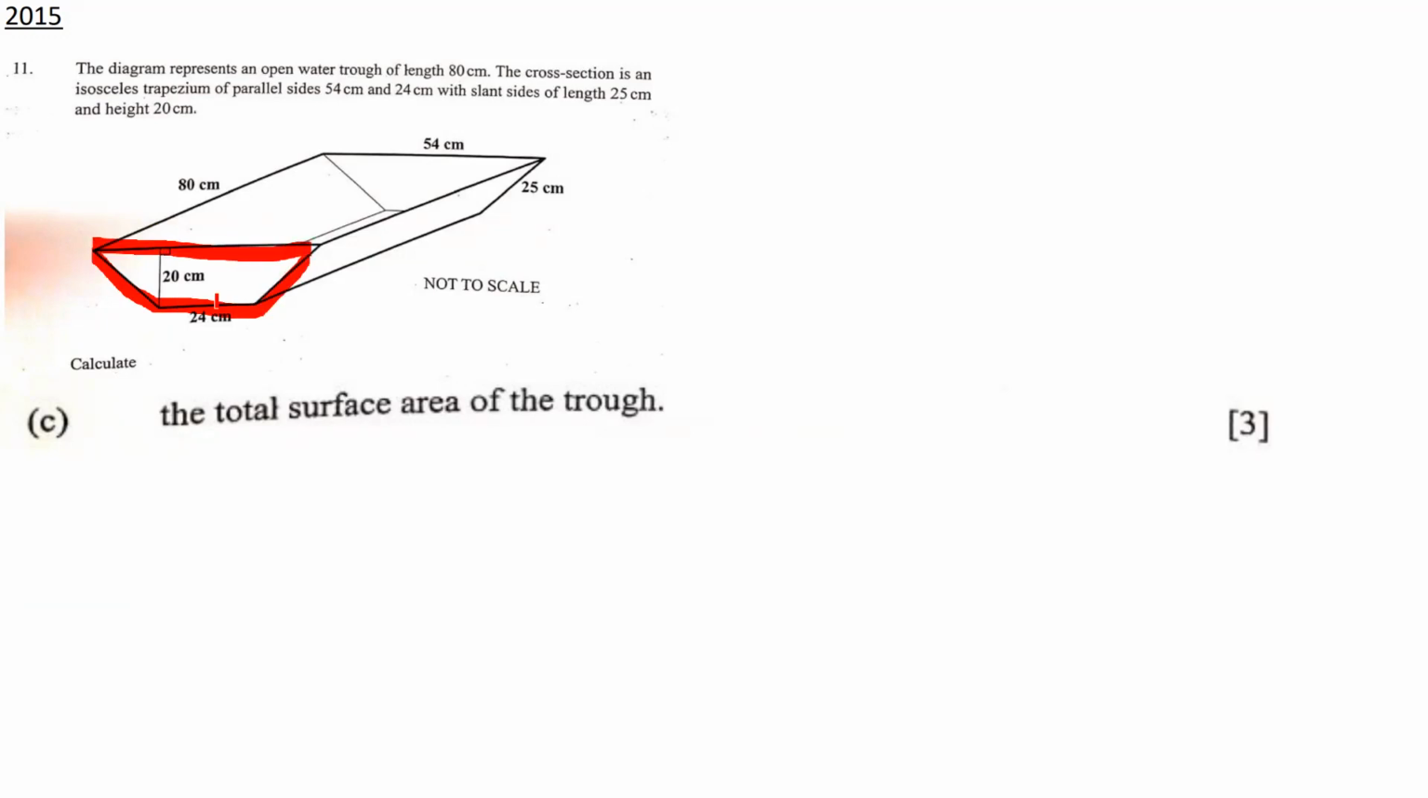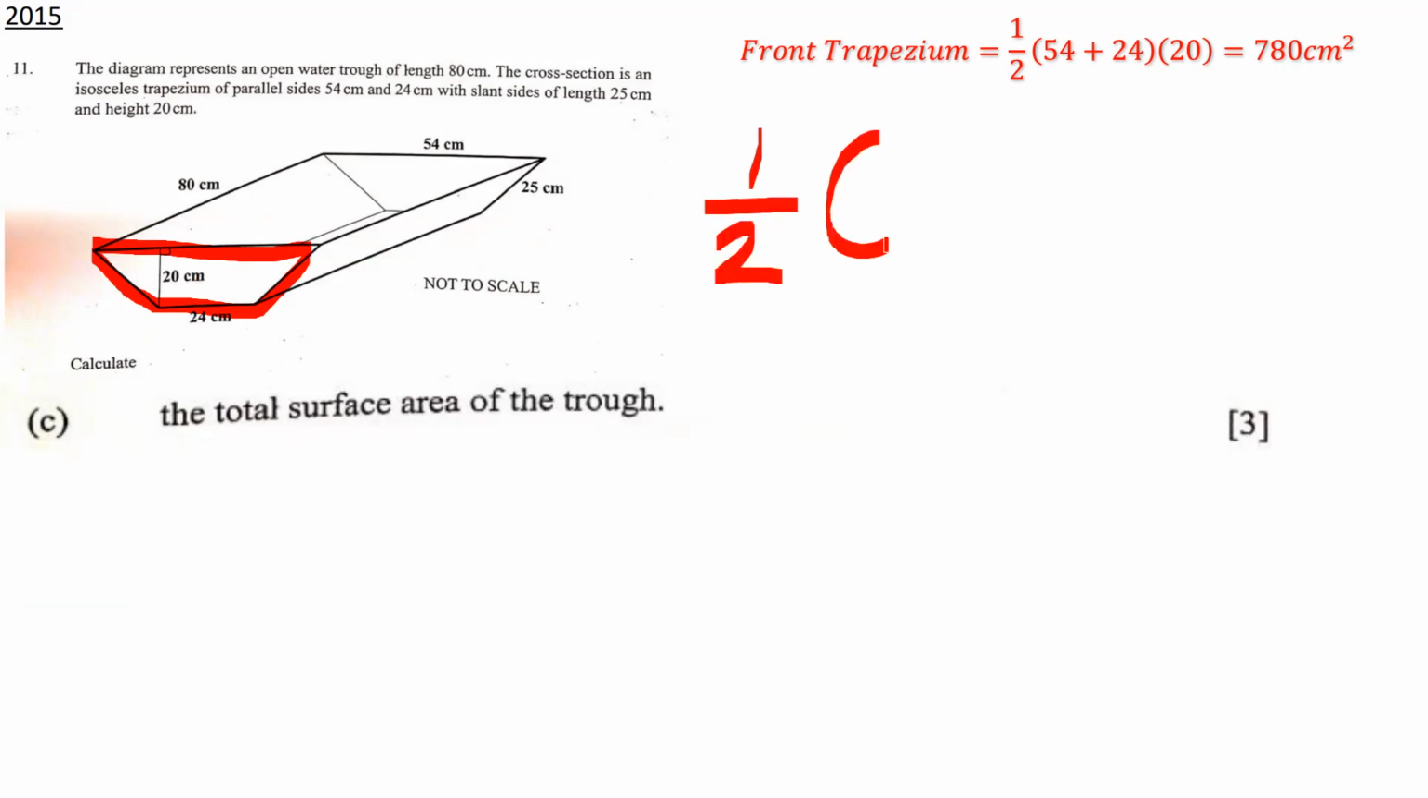Notice that the formula for a trapezium is 1 over 2, open bracket, A plus B, close bracket, multiplied by H. That's the formula for the area of a trapezium.